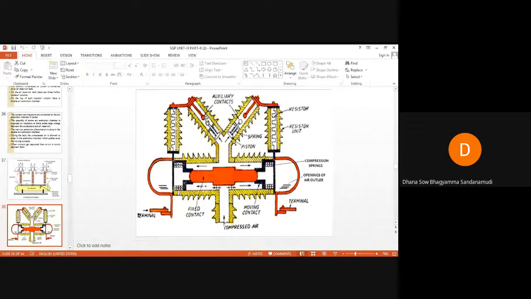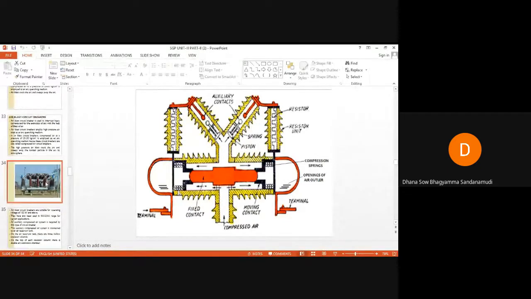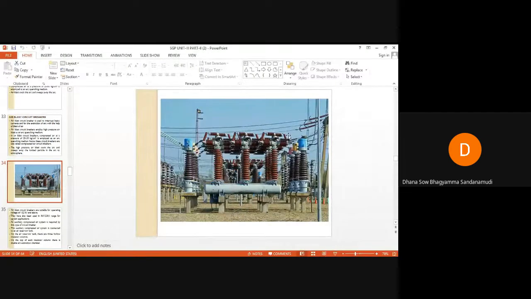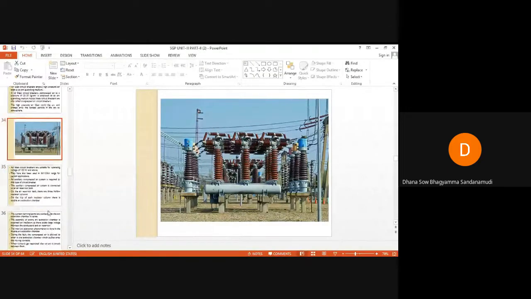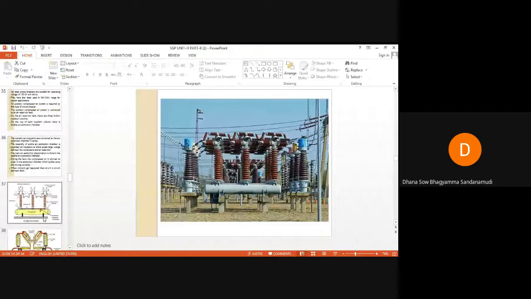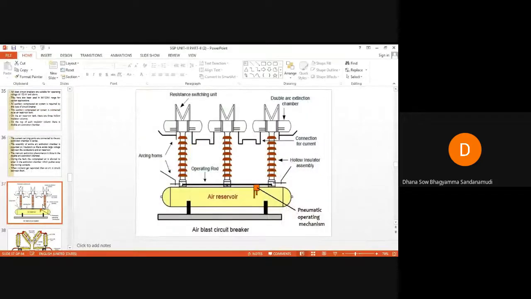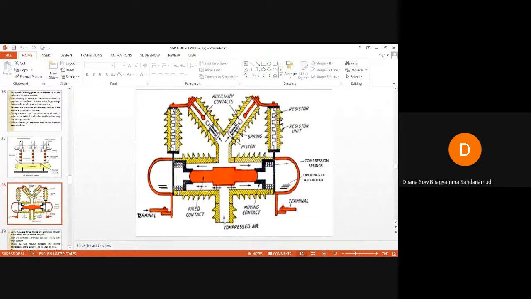That's why auxiliary contacts are there, which are connected to the resistance switching unit. Actually, these resistance switching units are not visible in this image. If you carefully see these small sections here, these are the resistance switching units. These switching units will come in series, and they will be across the contacts. They will come in parallel to the contacts.